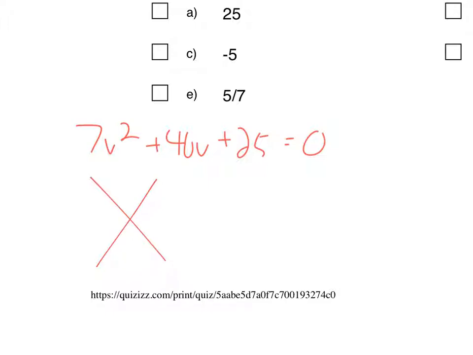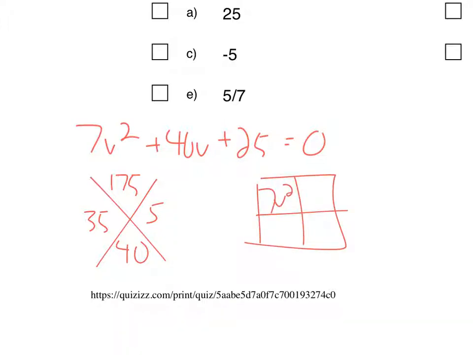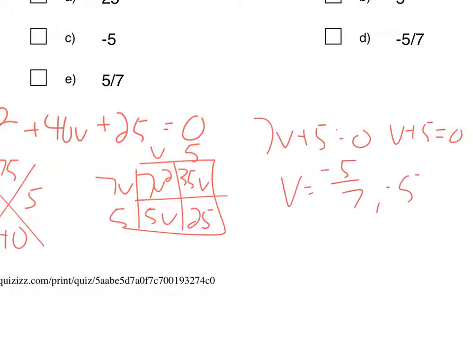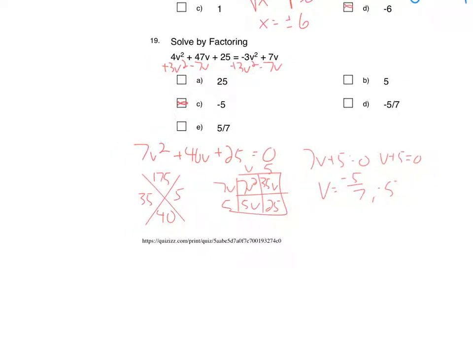So 7 times 25 is 175, and then we get 40. So that's 35 and 5. So 7v, 35v, 5v, and 25. That gives us 5 here, 7v, v, and 5. So 7v plus 5 equals 0, and v plus 5 equals 0. v equals negative 5 over 7 and negative 5. So that gives us C and D.